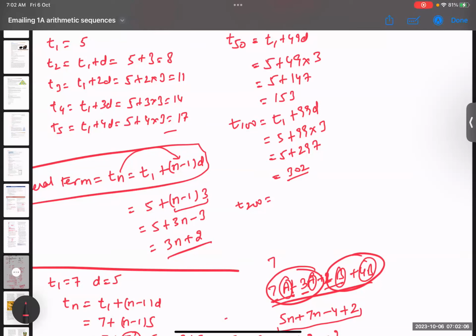Tn equals T1 plus n minus 1 times 3. Okay, it is the formula for Tn. I am talking about T200. T200 equals 5 plus n minus 1 times 3.